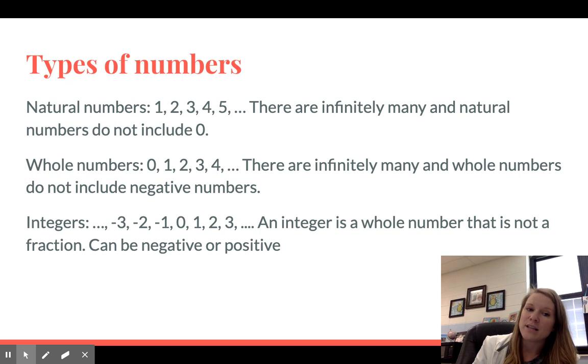Now, the next type of number we're going to talk about is a whole number. So we've got 0 now included, 1, 2, 3, 4, on into infinity, and negative numbers are not included here yet. Okay, so natural numbers, whole numbers, and then we have what's called integers, and that's where negative numbers can come in. So -3, -2, -1, 0, 1, 2, 3, and so on. Any negative or positive whole number is considered an integer.